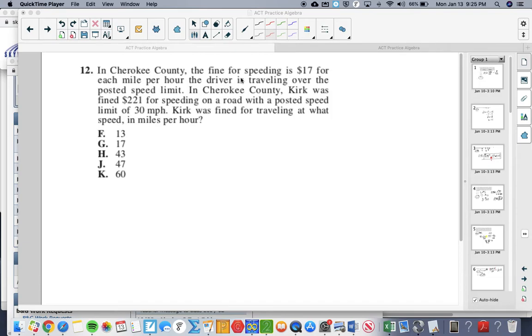ACT review number 12 now. In Cherokee County, the fine for speeding is $17 for each mile per hour over the posted speed limit that the driver is traveling. Kirk was fined $221 for speeding on a road with a posted speed limit of 30 miles per hour. Kirk was fined for traveling at what speed in miles per hour?